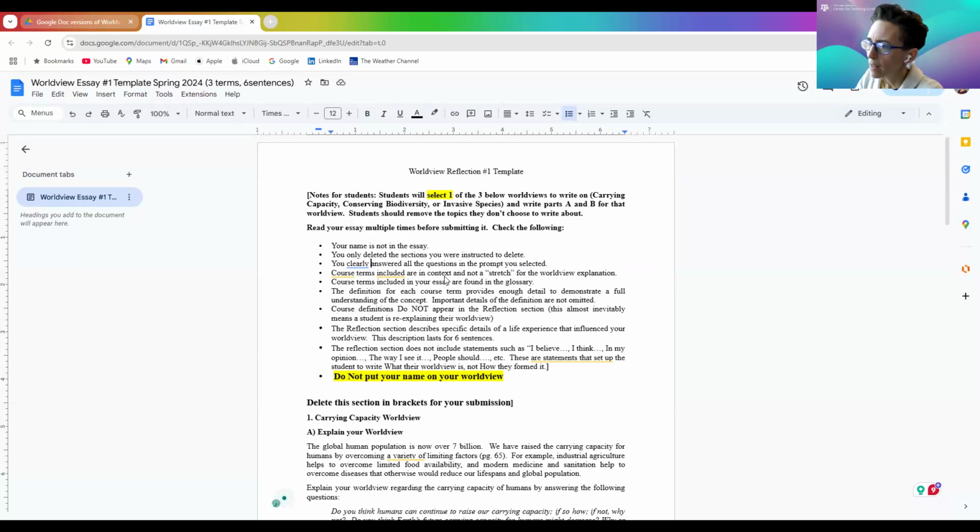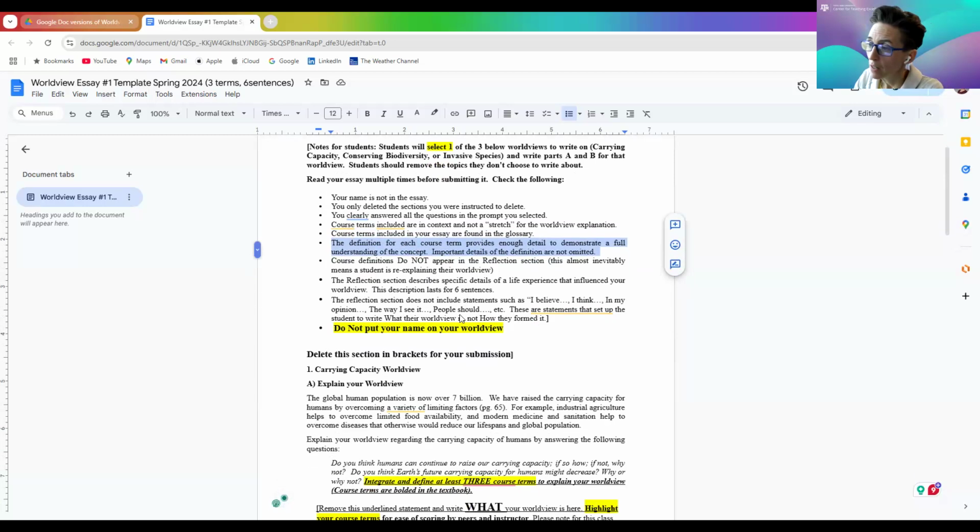It should make sense. The course terms are the course terms that are in the glossary of the book. That's where they're at. So make sure you check and don't just randomly pick some environmental term that you think could be a course term. You should check, because if it's not in the glossary, then it's not going to count. The definitions need to have enough of the course definition to demonstrate a full understanding of that. Important details should not be omitted from the definition.